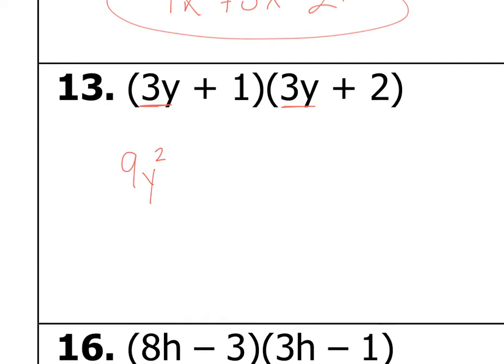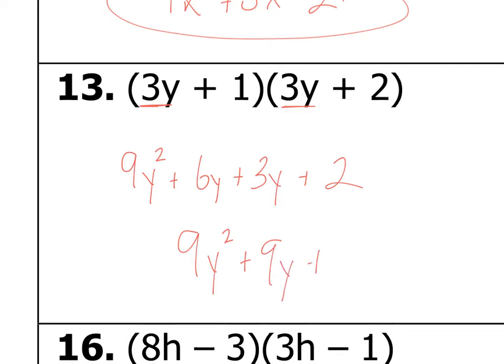Outside term, 3y times positive 2 is just plus 6y. My inside term gives me plus 3y. My last term gives me plus 2. All right, let's combine: 9y squared plus 9y plus 2.